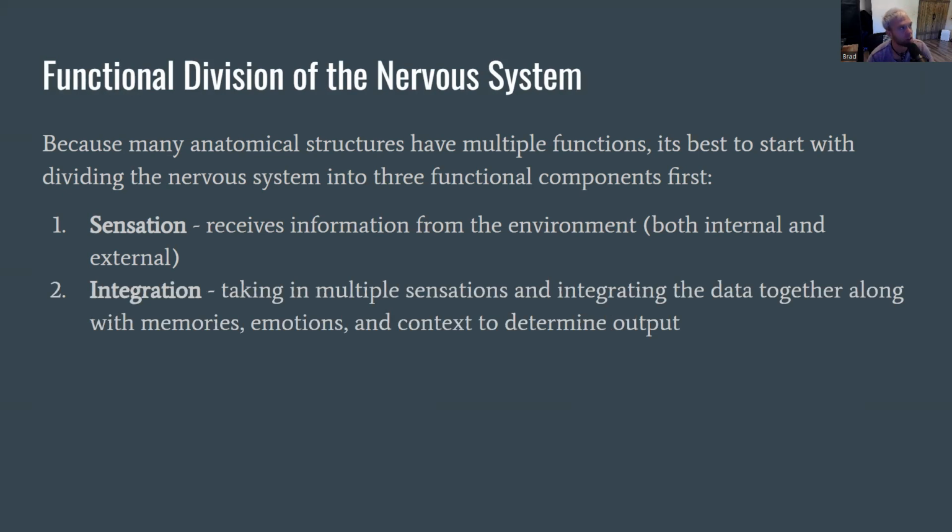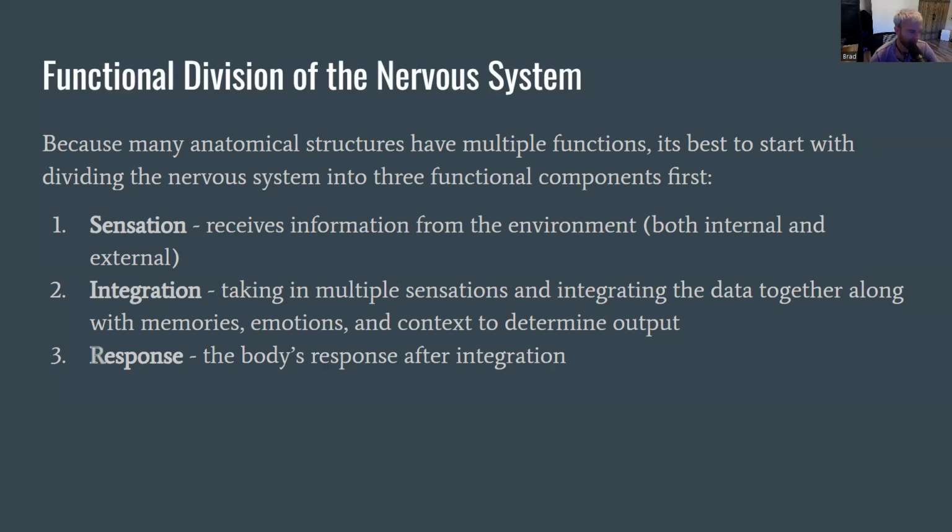So the next one is the integration. So you have incoming, that's the sensation. You have the integration, which is the processing unit of the nervous system, where it's taking in all the different sensations, it's computing them together, and then it's comparing them to past memories, to the emotional state, and then it's using the context of other sensory inputs to determine a proper response. And then the body's response comes after integration.